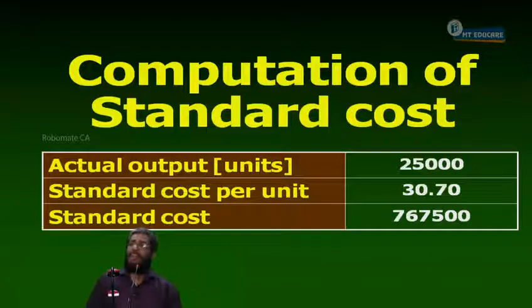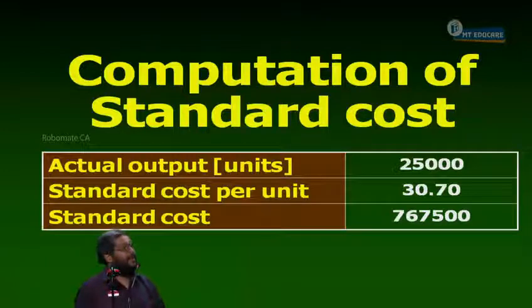Yes. In material variance, what is the first column? SQ into SP. Labor variance, what is the first column? SH into SR. Variable overheads, what is the first column? SH into SRR, AO into SR. What about fixed? SH into SRR, AO into SR. The first column in all the variances represents standard cost. What cost is standard cost?